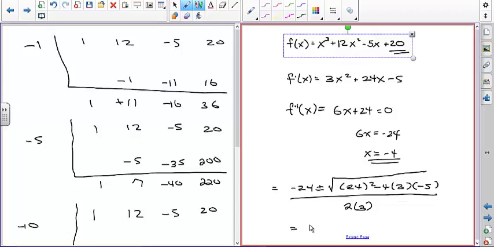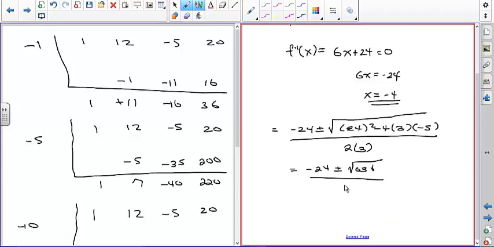And you get -24 plus or minus the square root of 636, divided by 6. Okay, so what's the square root of 636? 25.2. So we get -24 plus or minus 25.2, divided by 6. One thing you'll notice is when you use the quadratic formula, this number here is -4, which equals that number there, which is -4. That's not a surprise. Well, it's not a coincidence.